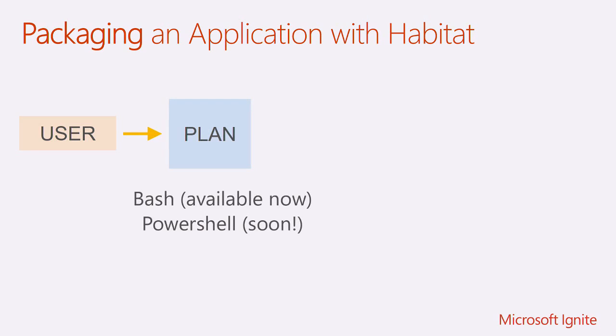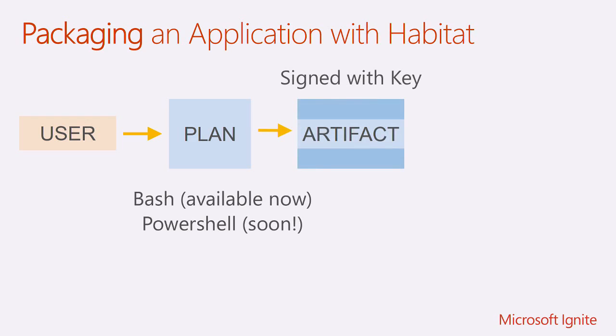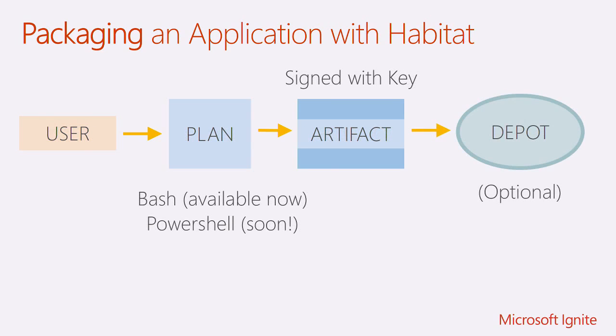Next, you will create a plan. This contains instructions on how the application should be set up wherever it is deployed. If you're creating a package for Linux, you would write this plan in Bash. If you're creating it for Windows, and we will see a demo of this later in this presentation, you would write it in PowerShell. Next, we take the compiled application and that plan, and put them into one artifact. This artifact is cryptographically signed with a key, and I'll show you how we use that key in just a moment. Then you can optionally upload that artifact to the public Habitat Depot.